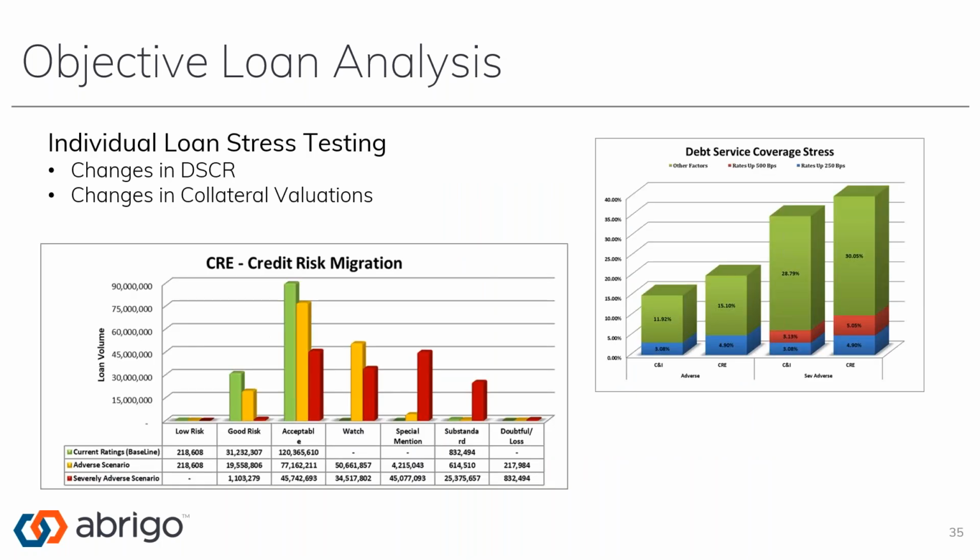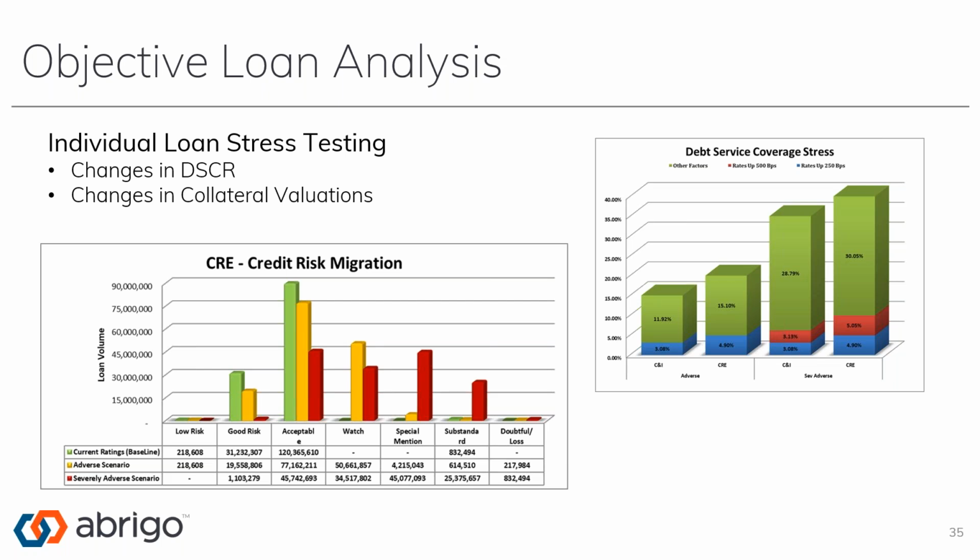All right, so a couple other things I wanted to touch on regarding the objective loan analysis, because it does enable a couple other key things that you're probably going to want to do when you're doing your initial underwriting on these commercial real estate and C&I deals. One is you're probably going to want to do at least some individual stress tests.